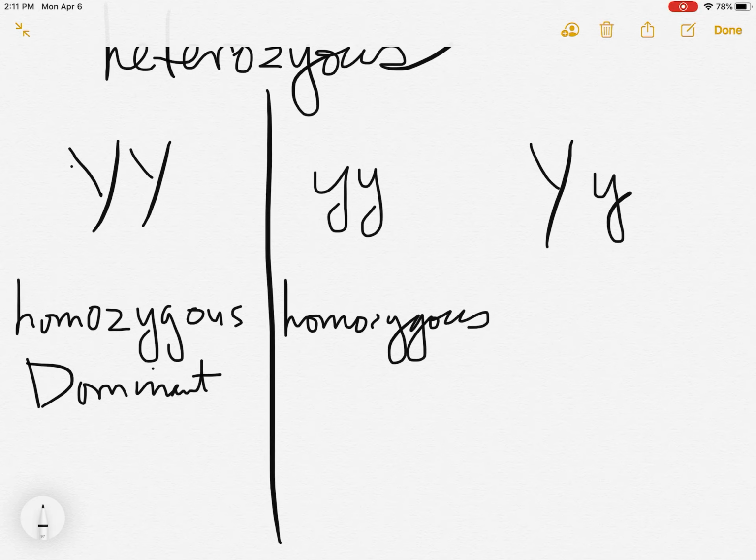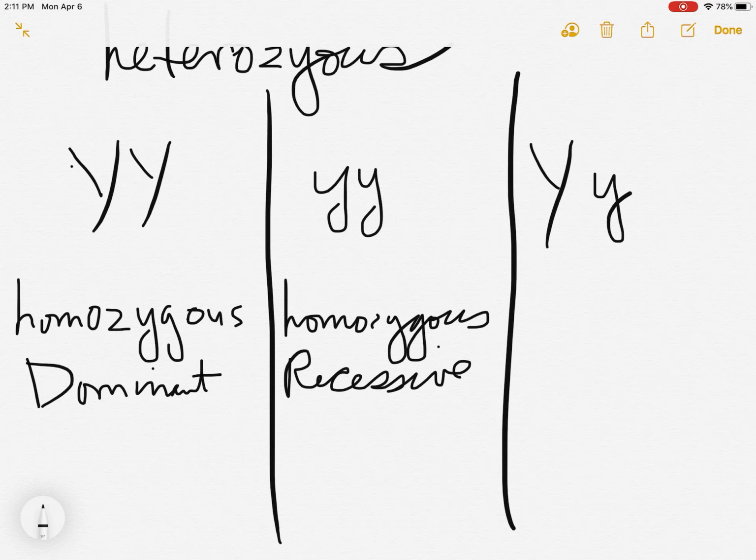Homozygous recessive. And these are all just big words that are describing which of the 2 alleles we have, which of the 2 versions of the gene do we have, right? And this one is heterozygous. And again, it has neither. What would they look like?